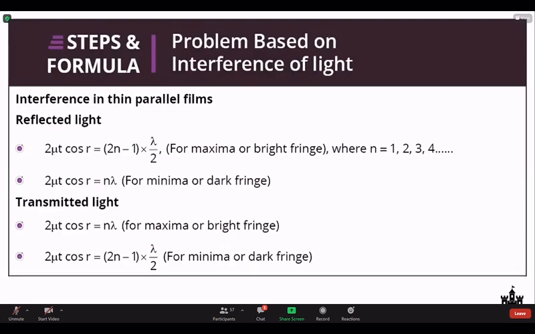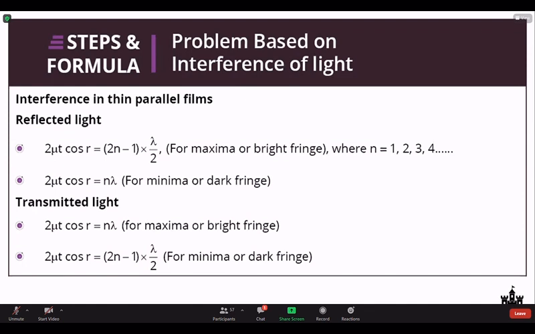So here we have summarized all the formulas. Interference due to thin parallel film. For the reflected light system, 2 mu t cosine r equals (2n plus or minus 1) lambda by 2. This is for the maximum or the bright fringe. You can take the screenshot of this. This is the summary of the formulas of interference.